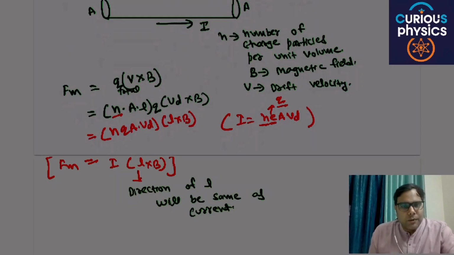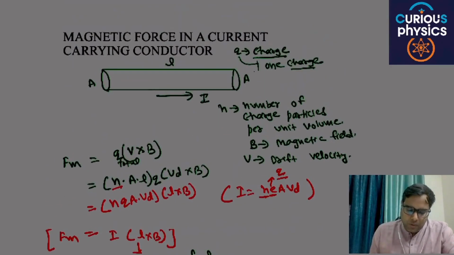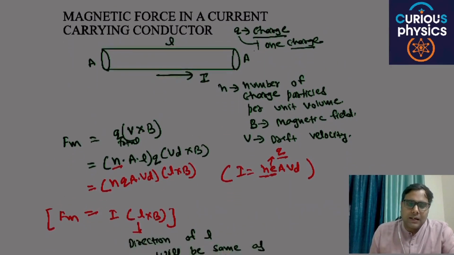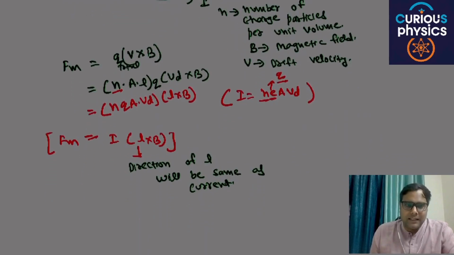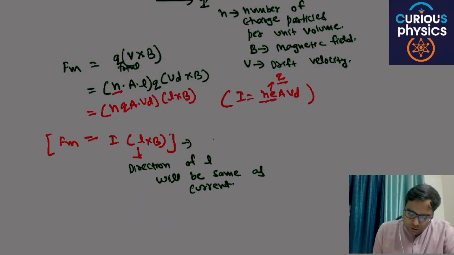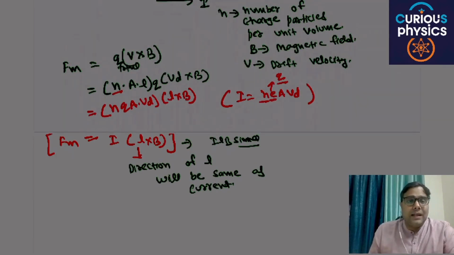Are you able to understand my point or not? This is basically the magnetic force. For the topic of magnetic force on a current carrying conductor, the value will be ILB sin theta, or you can say IL cross B, and theta is the angle between length and field. If you want to treat length as a vector, then the direction of length will be the same as the direction of current. This is the basic concept, and the formula will be IL cross B.